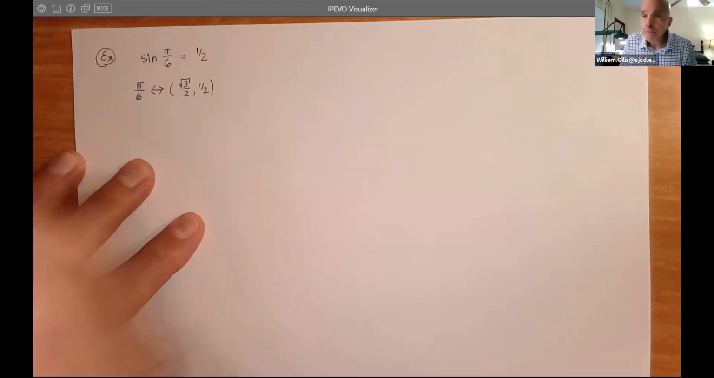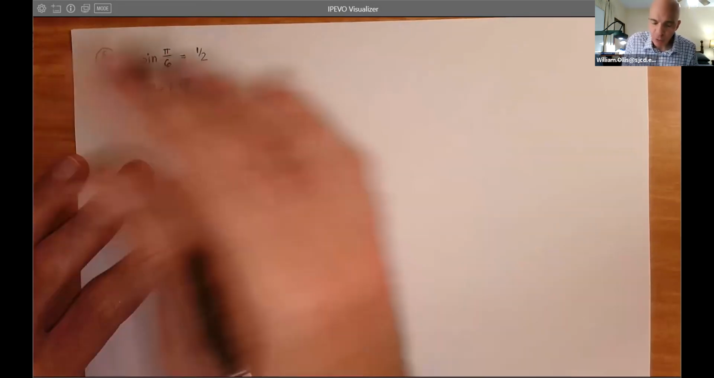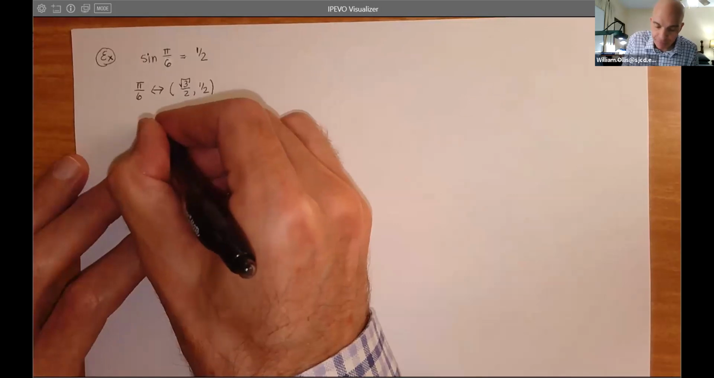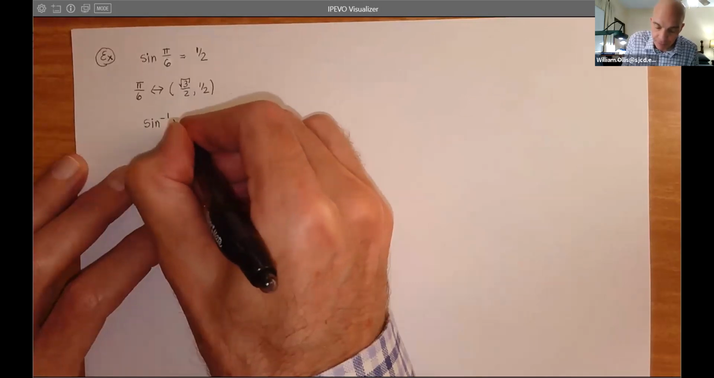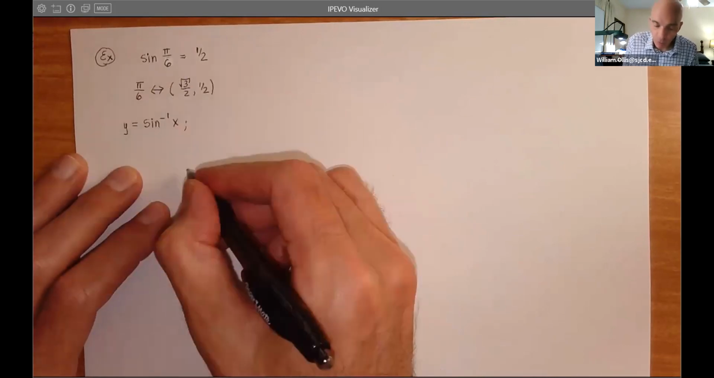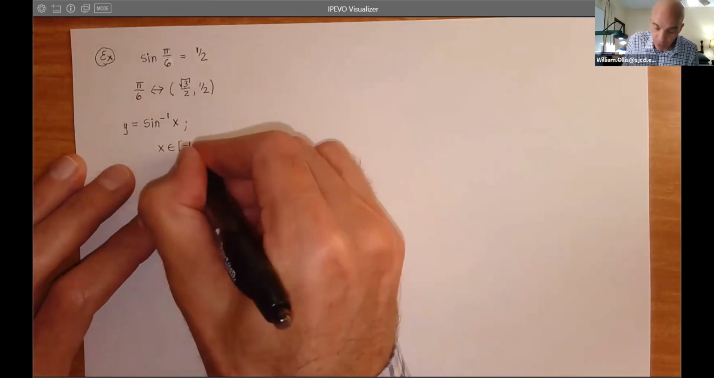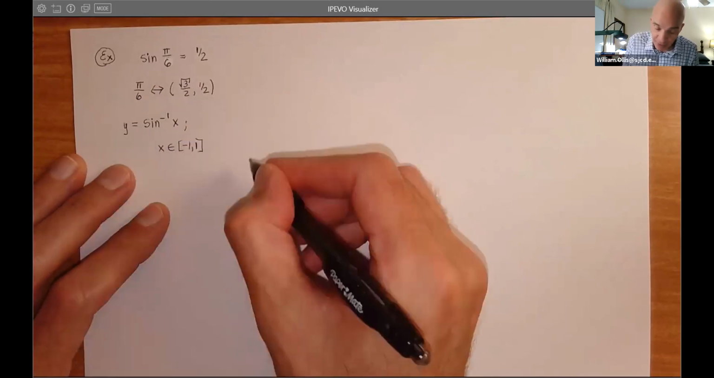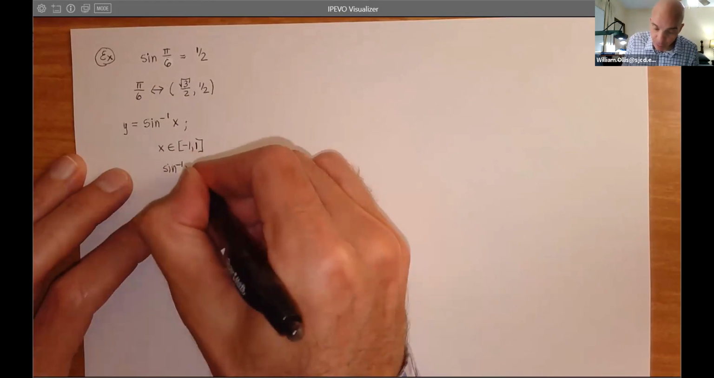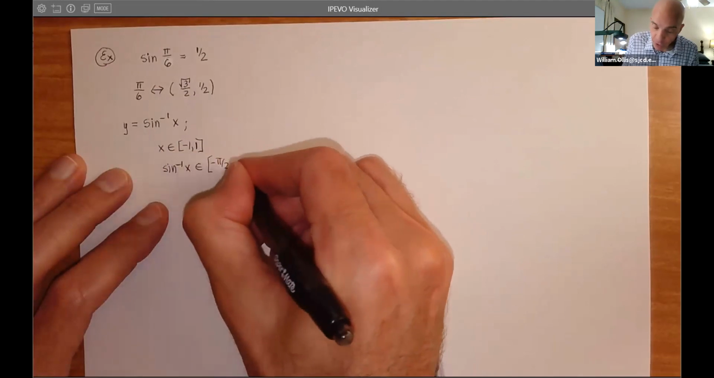Okay, now, when we think about the inverse function, we think about doing this backwards, but let's just remind ourselves. We say inverse sine of x. So y is inverse sine of x. And what do we know about this? Well, first, we know that x lives between -1 and 1. We have to remember this. And then, of course, the inverse sine of x lives between what? Negative pi over 2 and pi over 2. You just think of the graph.